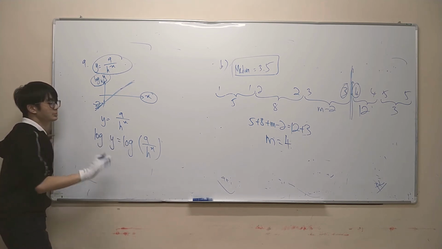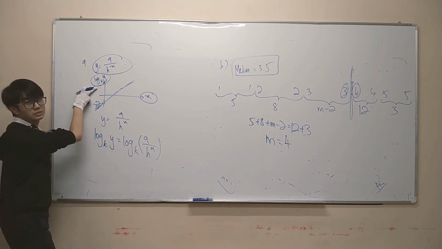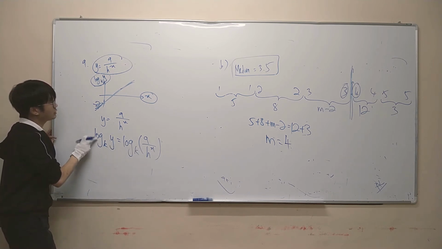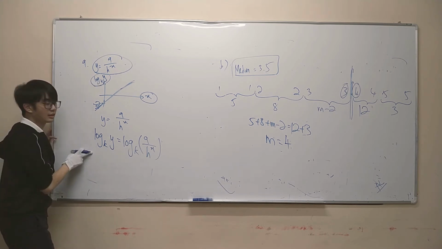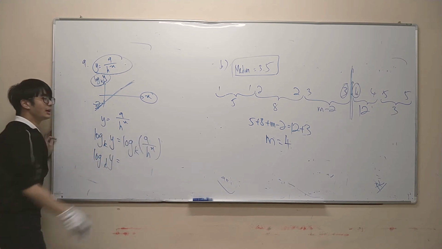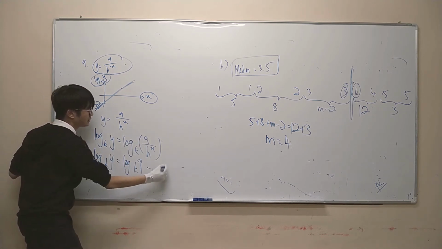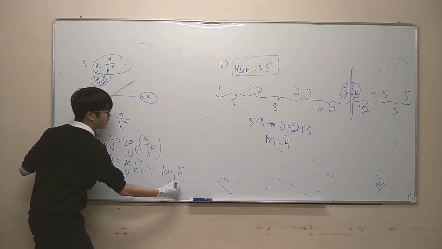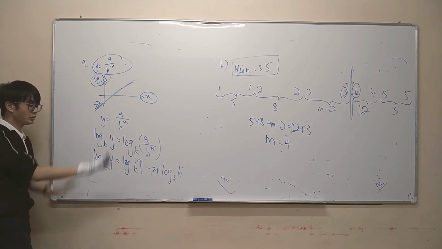But this time I will not use base 10. I will use base k. Why? Because your y here should follow the y-axis here. So log y base k. Alright? Okay, let's continue. Log y base k. Single log divide, separate log minus. So log 9 base k minus log h base k. The power can be put in front. Right? Now just arrange it.